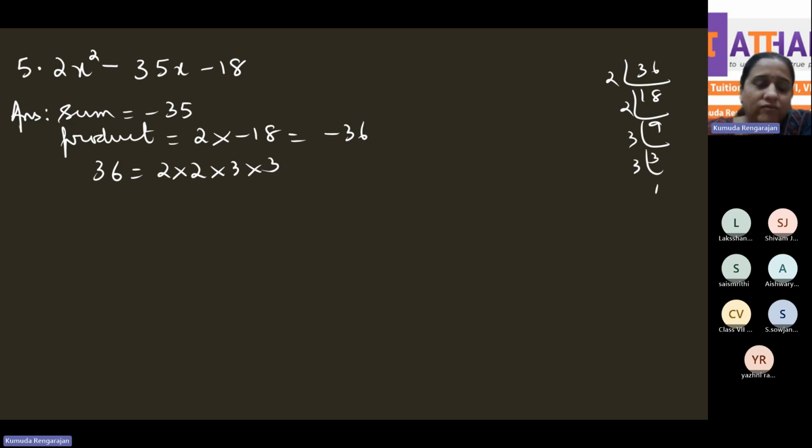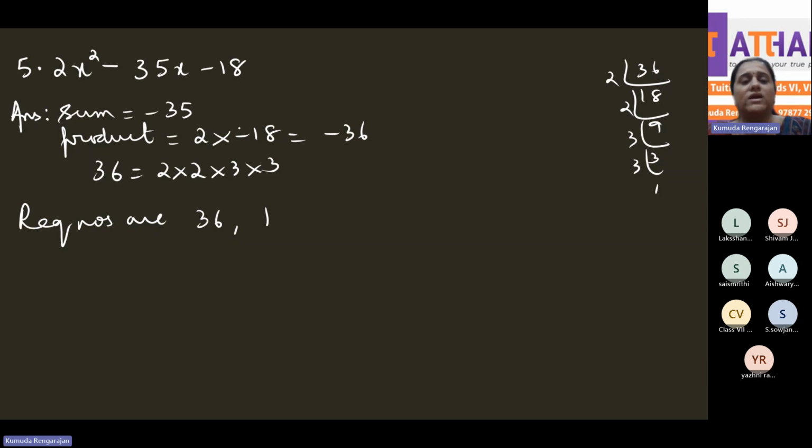Sometimes what you have to do is, see the product and the sum: the sum is 35 and the product is 36. That means you should take 36 and 1. You cannot take a new number like 2, 3, 4. But you can always take 1, because 36 into 1 is 36 itself. So in this case, you'll have to take all these numbers, 36 and 1, because the sum is 35.